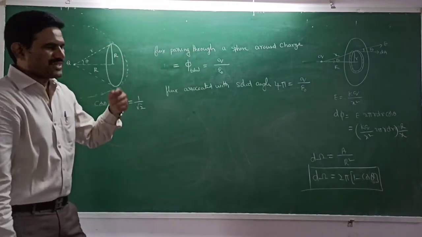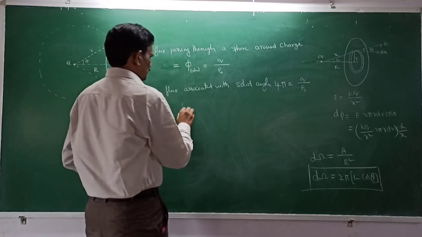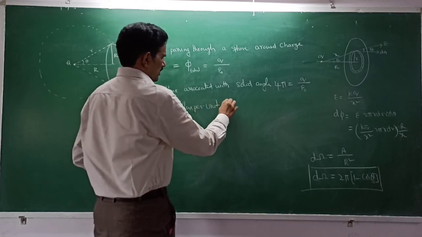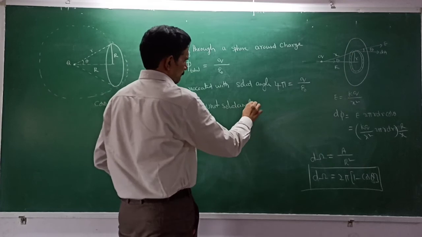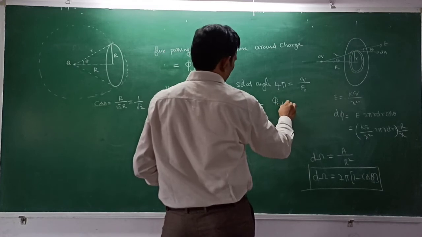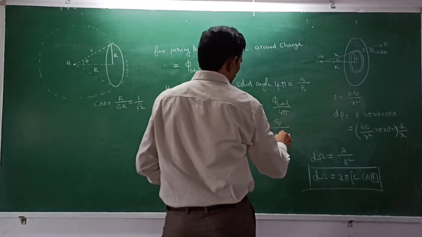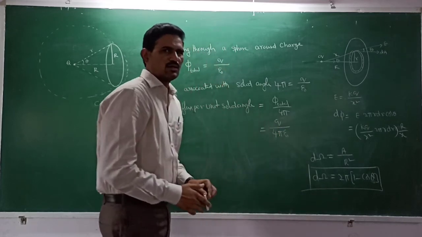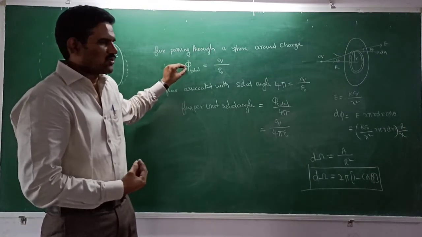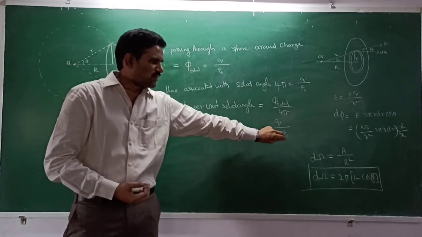And then flux per unit solid angle I am writing here. So I can write this as the total flux by 4 pi, which we can write as Q by 4 pi epsilon naught. Got it? This is the total flux. We are just calculating flux per unit solid angle, so we are dividing this total flux by 4 pi. That is nothing but Q by 4 pi epsilon naught.